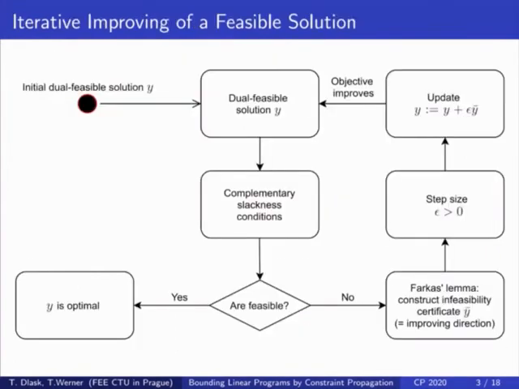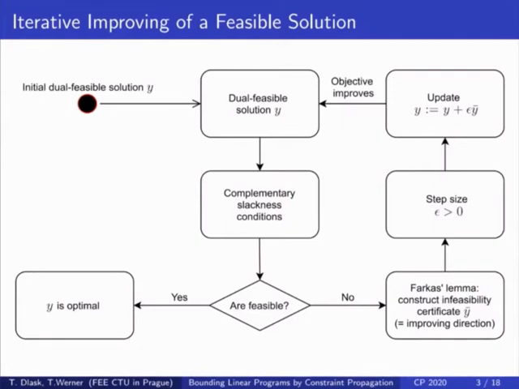Suppose that we have an initial dual feasible solution. If the complementary slackness conditions are feasible, then it is optimal. If they are infeasible, we can construct an infeasibility certificate by Farkas lemma, which turns out to be a dual improving direction, using which we can improve the current y. Doing this iteratively, we obtain a better and better bound on the optimal value. This is well known in linear programming as the primal dual method.